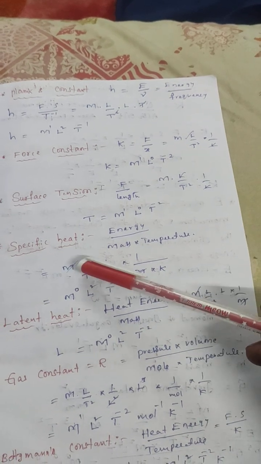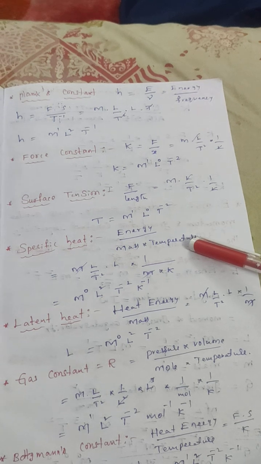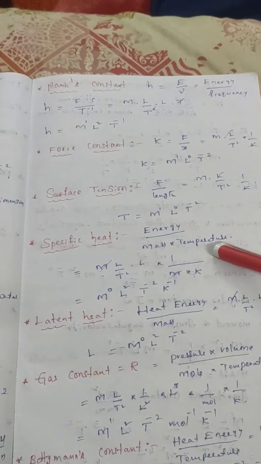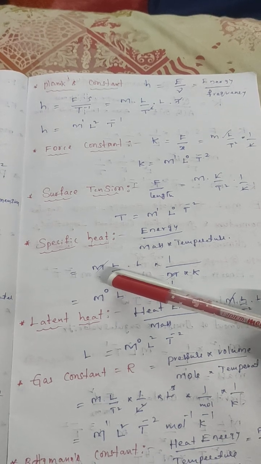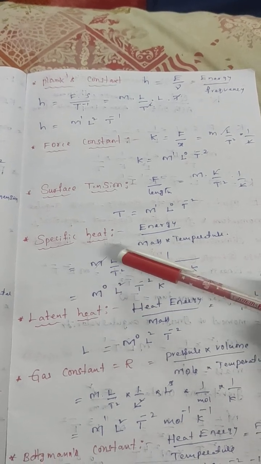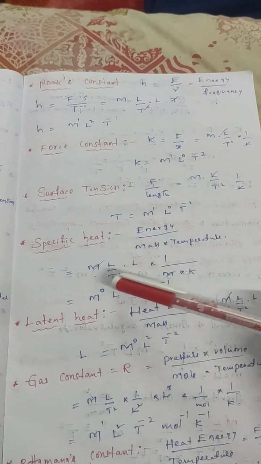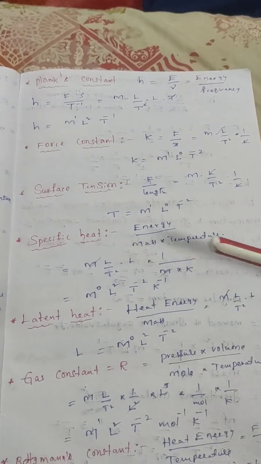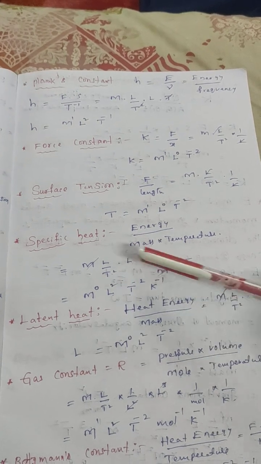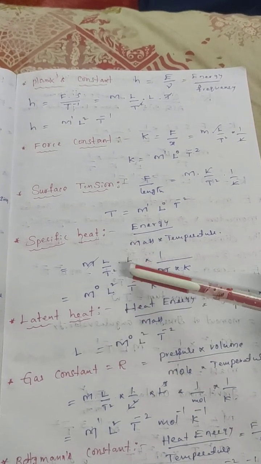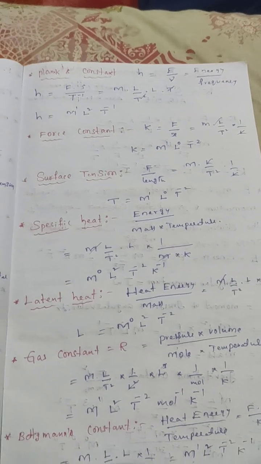Next, specific heat. Specific heat, energy by mass into temperature. Here this is a difference in temperature. Here energy is force into displacement. Force is m into a, L by t square into L. This is the energy, force into displacement. Mass m, temperature is Kelvin K. M gets cancelled. M power 0 L square t power minus 2 K power minus 1. This is the specific heat.